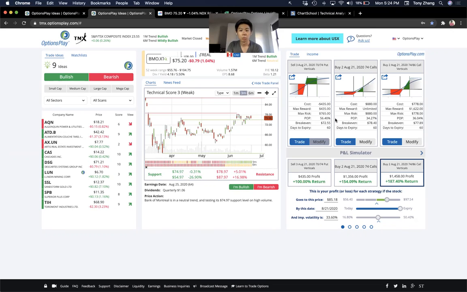When will you use diagonal spreads? Diagonal spreads are useful when you have contango, meaning short-term options are really elevated in terms of implied volatility, and long-term options are really cheap in terms of implied volatility.